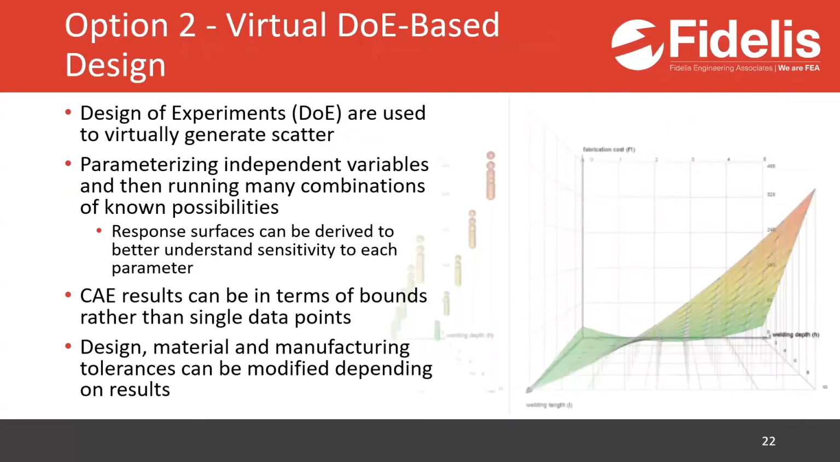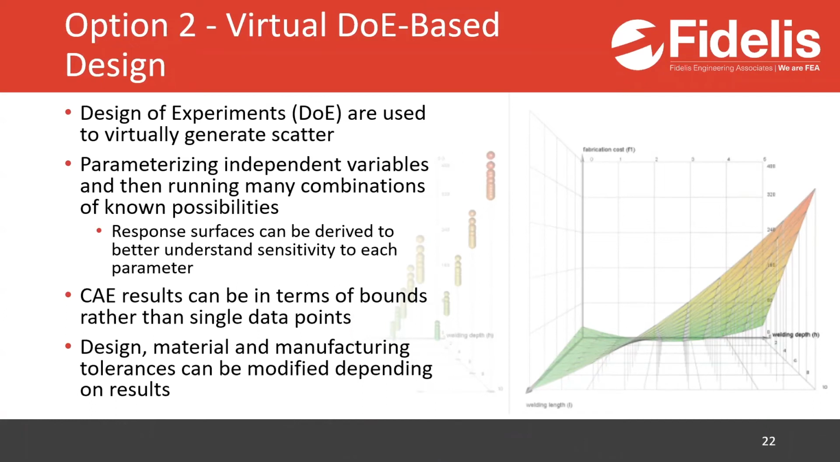And we do this by design of experiment type design. We parameterize independent variables and then run many combinations of these known possibilities to come up with enforced scatter or analytical scatter. Response surfaces can be derived and can be plotted on this data and essentially give us an infinite number of tests or test results. CAE can then, again, bound our physical test results, and more importantly, we can understand the effect of different tolerances on our parts.